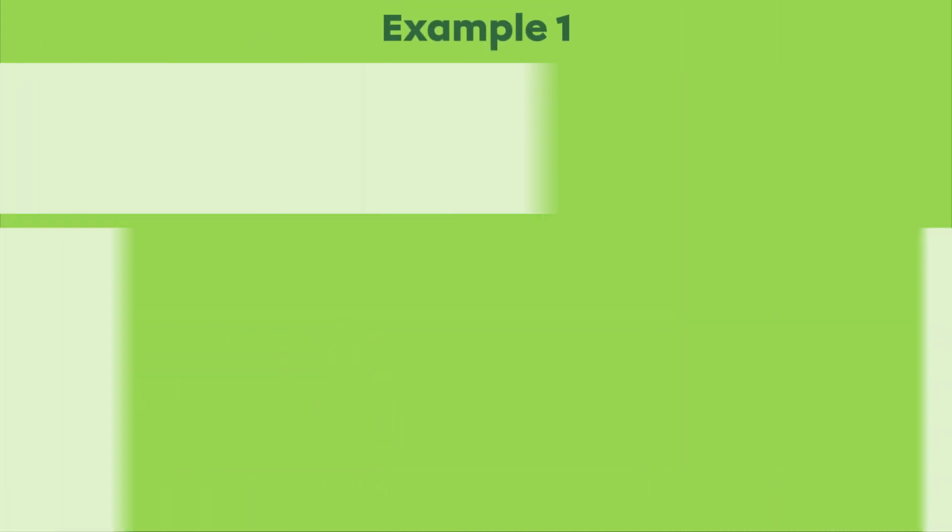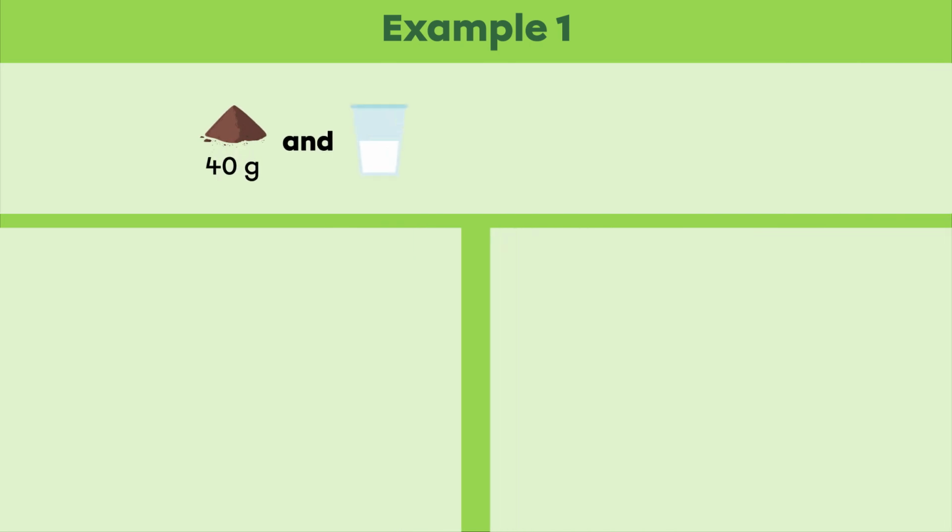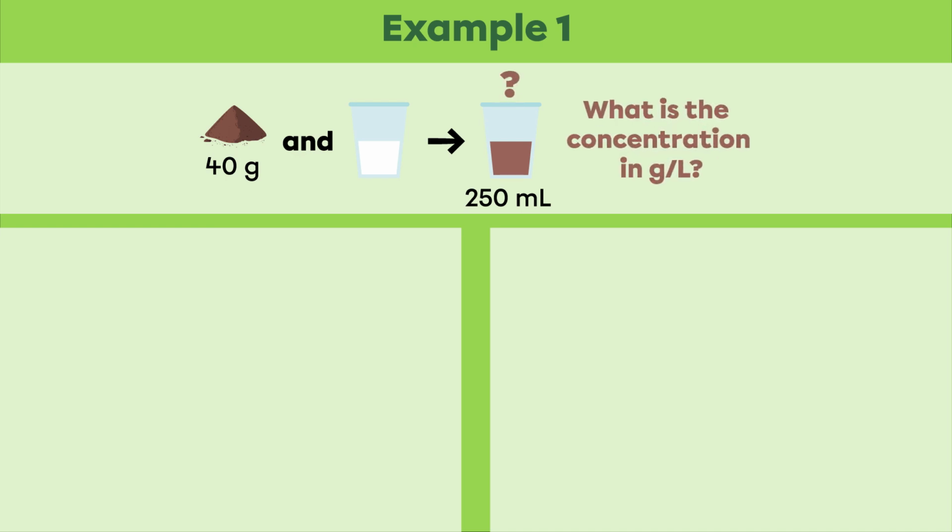Let's solve an example for preparing chocolate milk. We dissolve 40 grams of cocoa powder in milk to obtain 250 milliliters of chocolate milk. What is the concentration of chocolate milk solution in grams per liter?